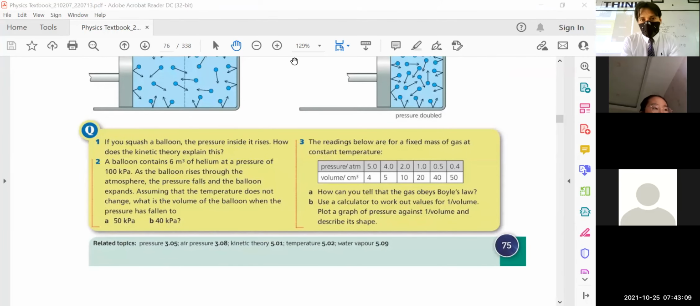Now look at some questions here. Question number 1, children. You crush a balloon, the pressure inside it rises. How does the kinetic theory explain this? How does a crushed balloon's pressure rise? Explain it with the help of the kinetic theory of gases.